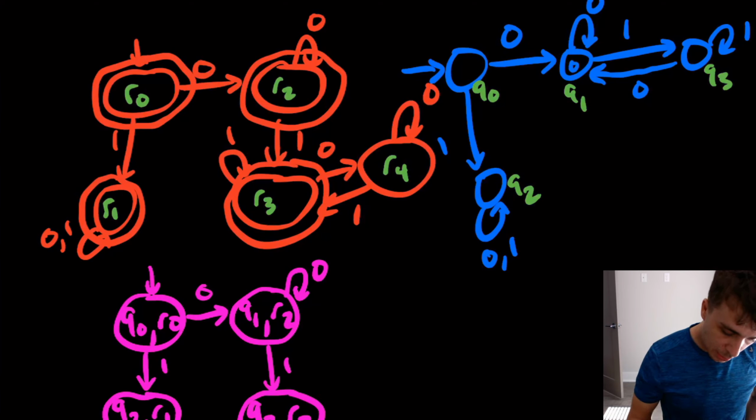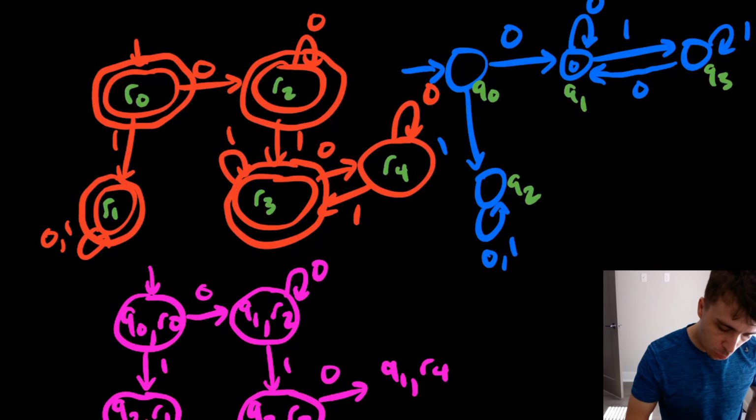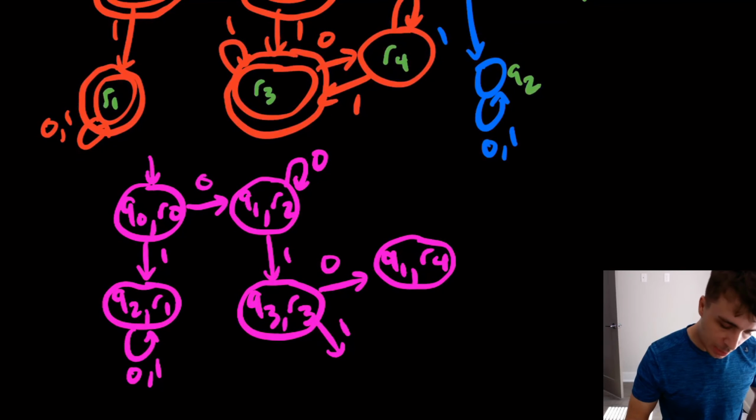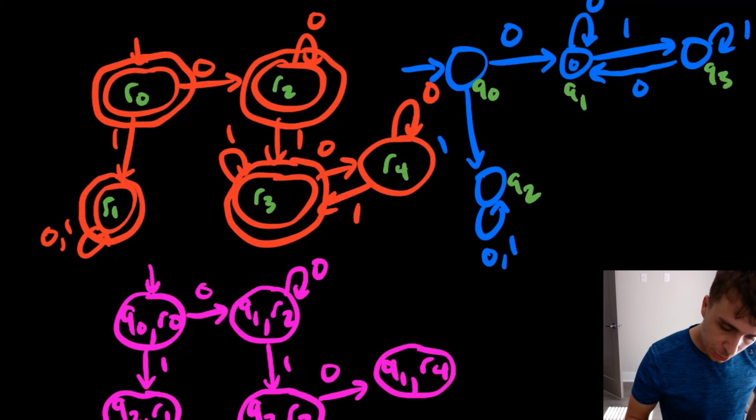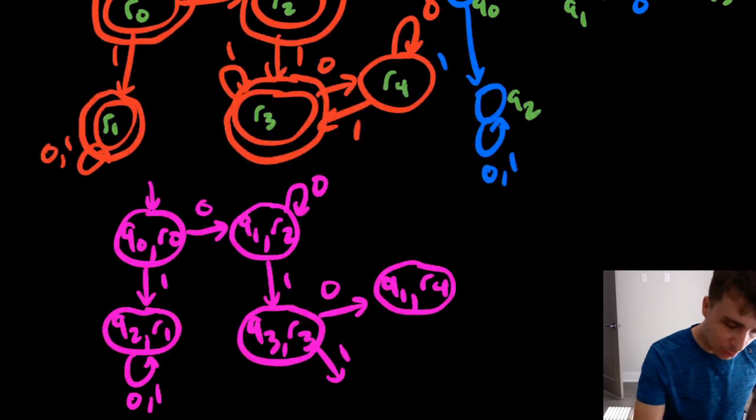So then Q3, R3, where does it go on 0? Let's actually just check that to be sure. So R2 goes to R3, Q1 goes to Q3 on 1. Yeah. So then Q3 on 0, it goes to Q1, R3 goes to R4. So Q1, R4. And then on 1, where do we go? Q3 goes to itself, R3 goes to itself. So this should be a self loop.